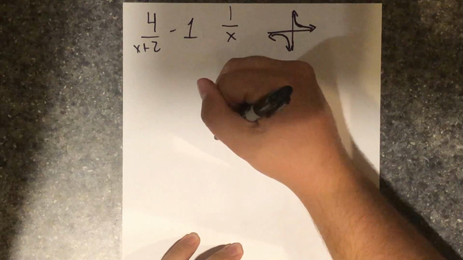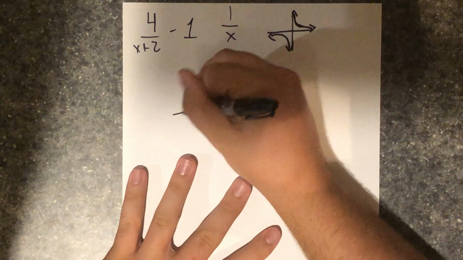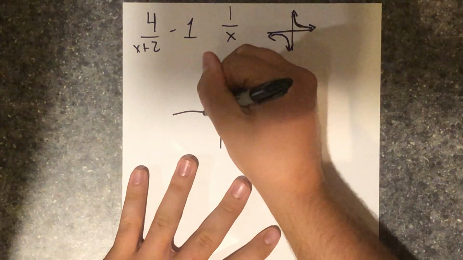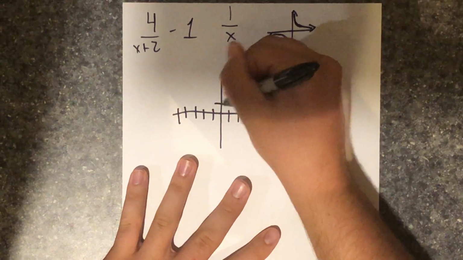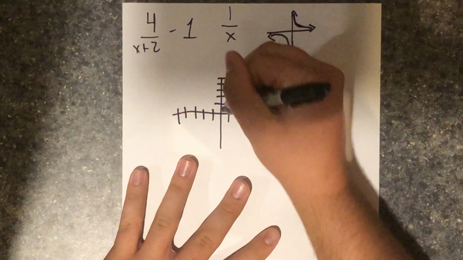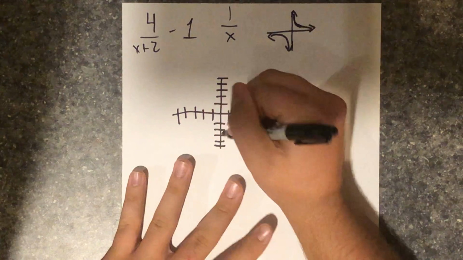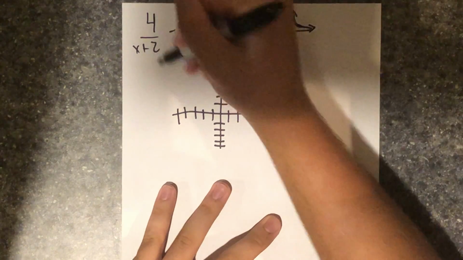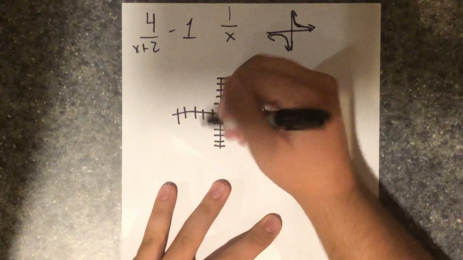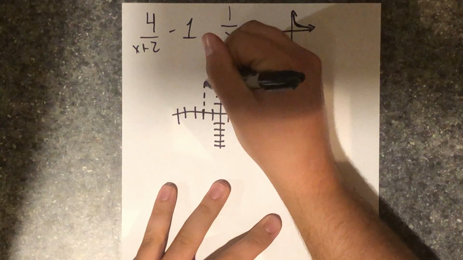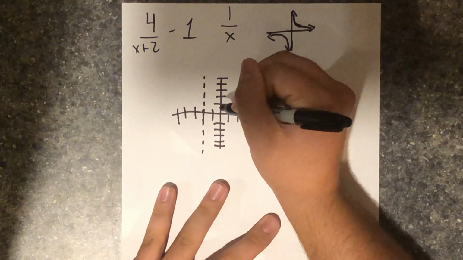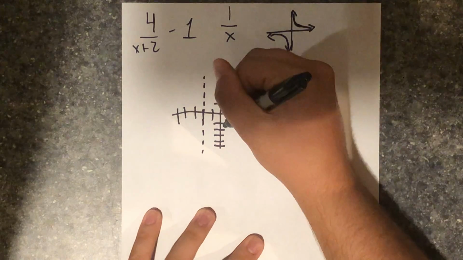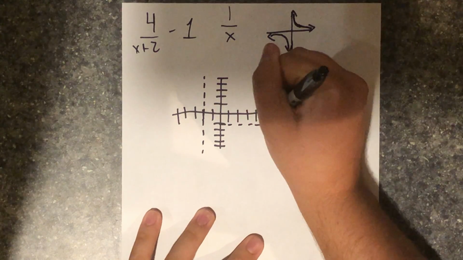Now we can make it easier on ourselves. We could make a chart to find all the numbers, or we could just look at the equation and shift depending on where it is. For example, this is the 4 over x plus 2. The plus 2 means we're going to shift our vertical asymptote to the left, so our vertical asymptote is going to be at -2. And the minus 1 means we're going to shift our horizontal asymptote down, so our horizontal asymptote is going to be at -1.